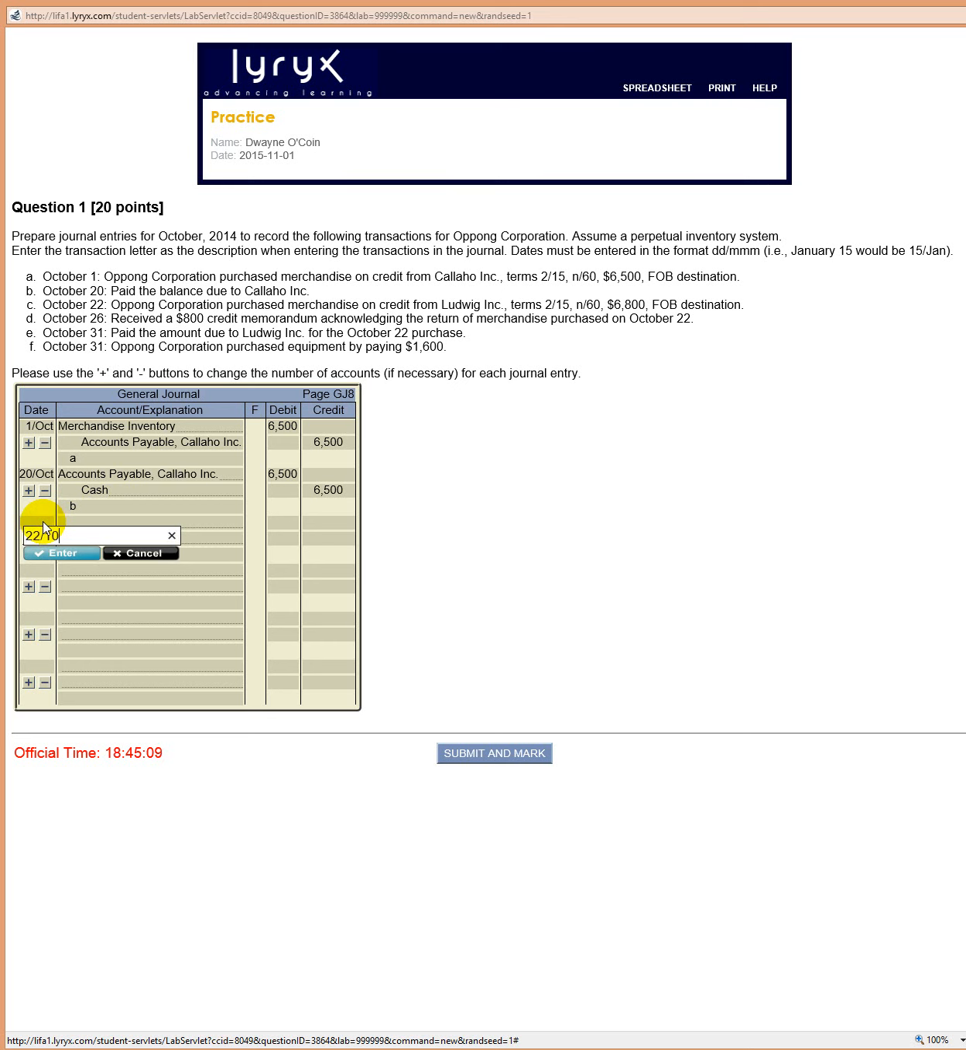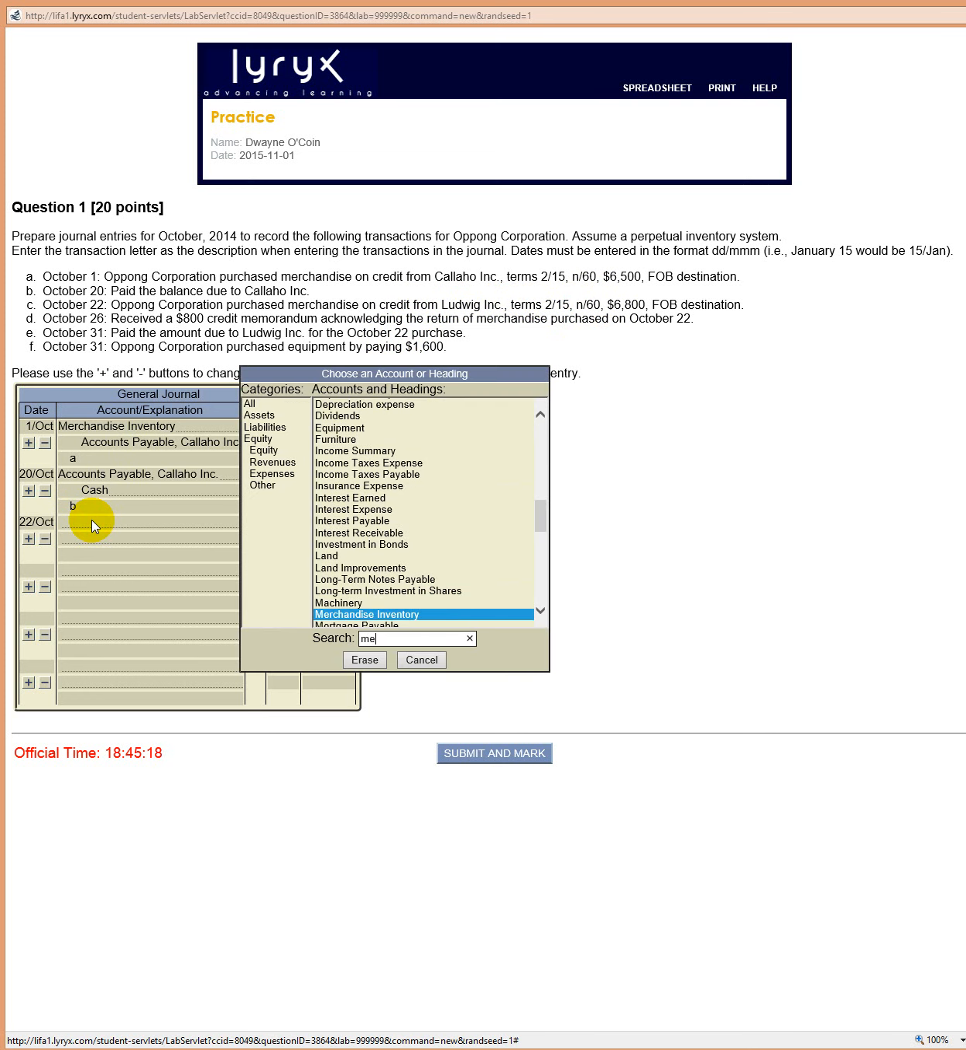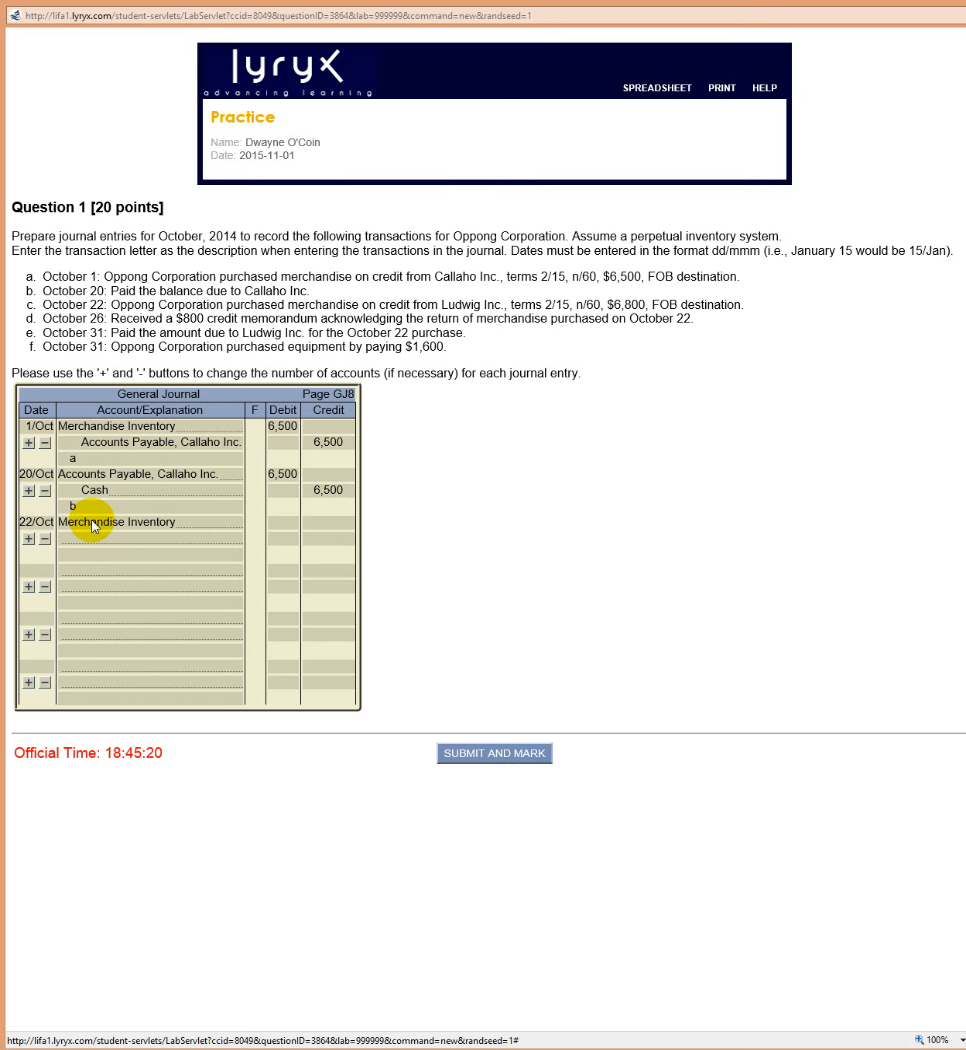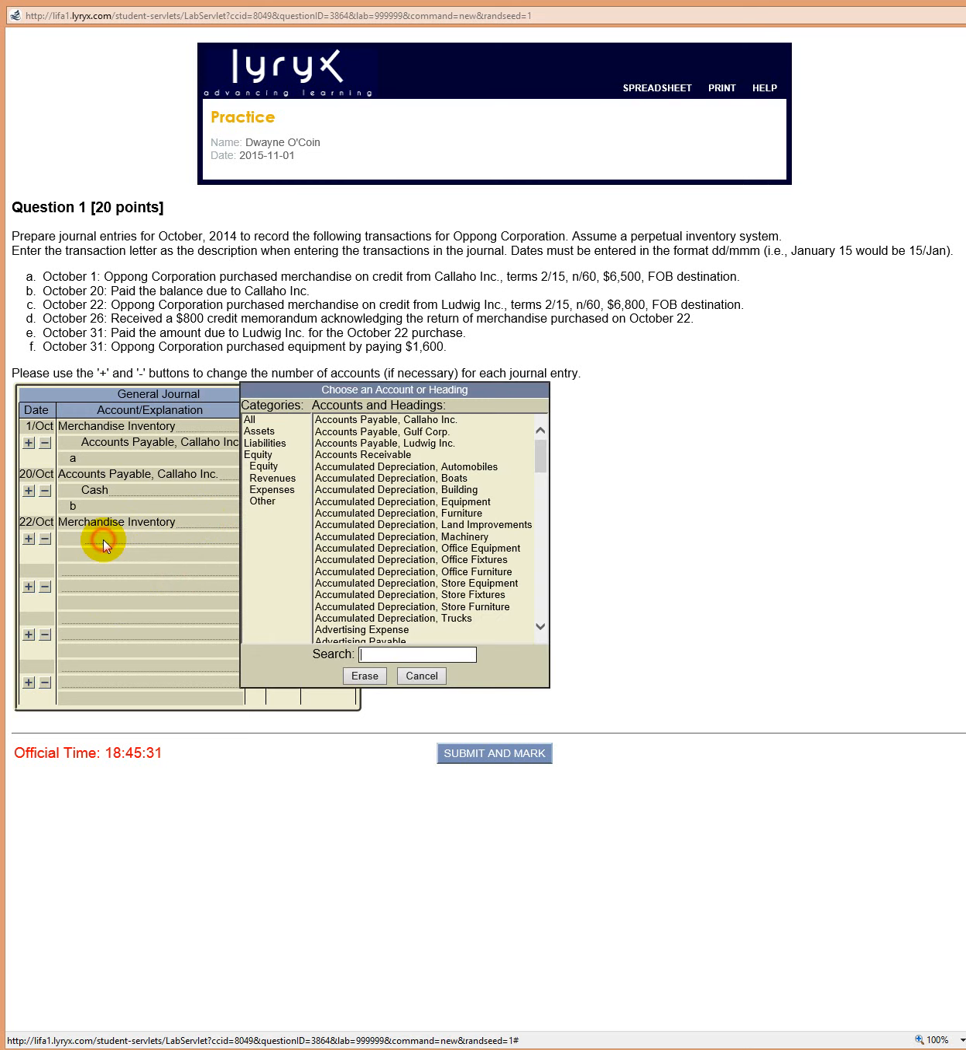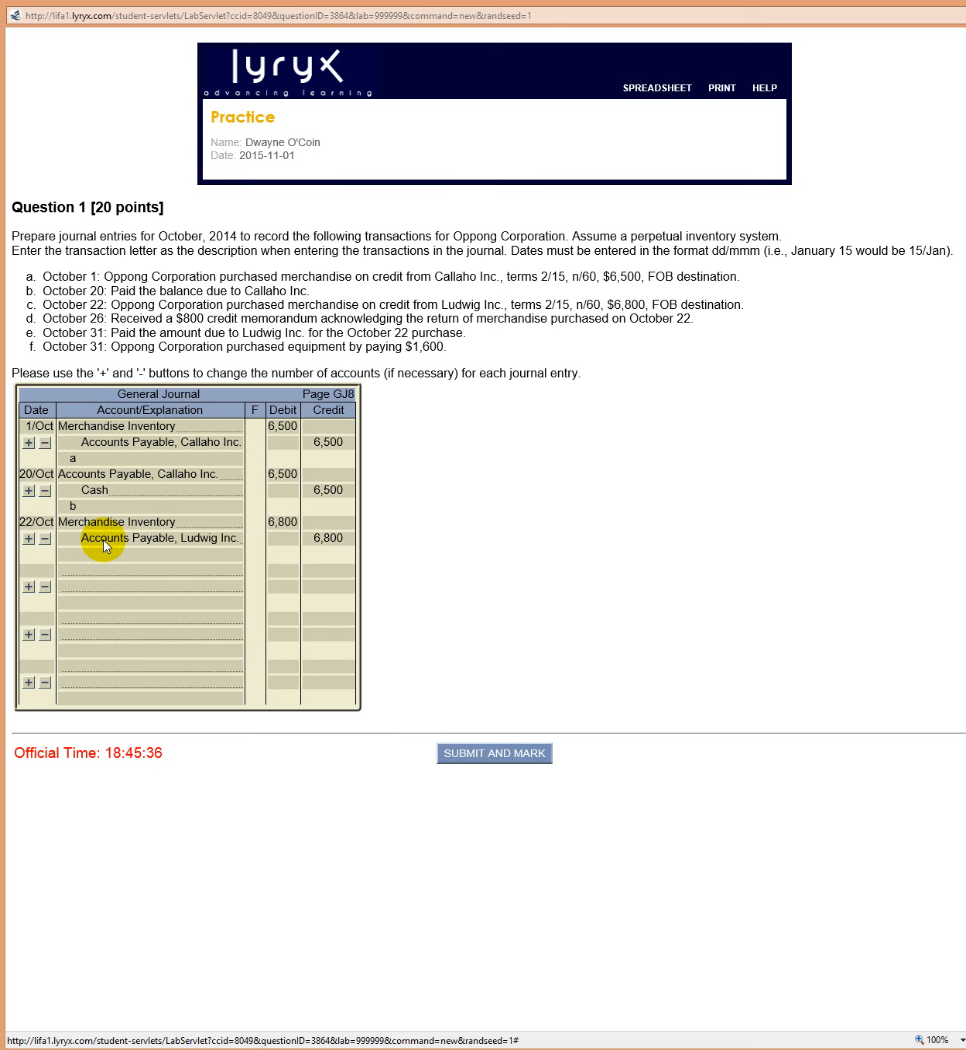October the 22nd, we purchased merchandise on credit from another company, Ludwig. Same terms, different amount. And here we have merchandise inventory, and it would be for 6,800. Of course, the matching credit would be 6,800 as well. And we would set up accounts payable for Ludwig this time. And that's transaction C.